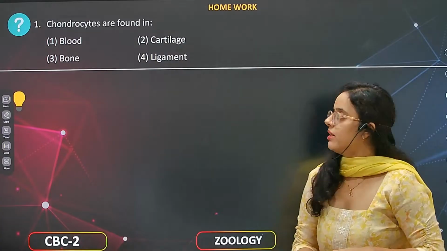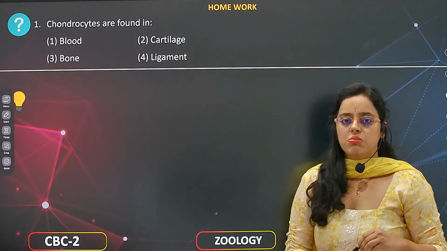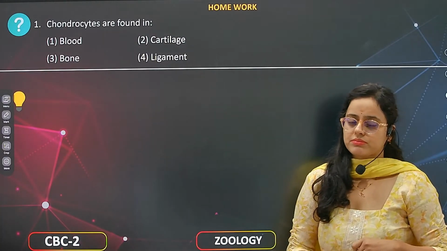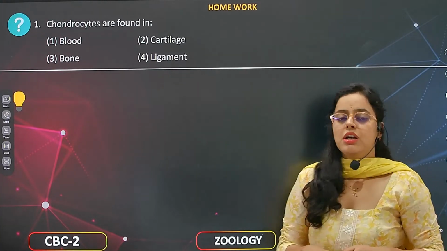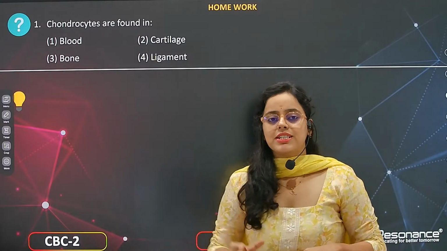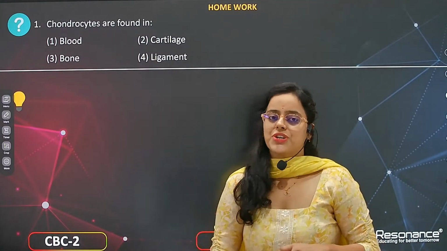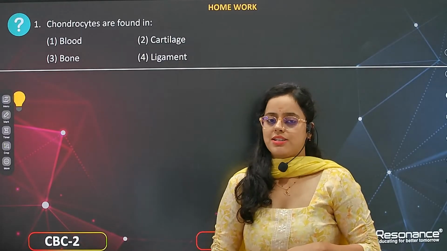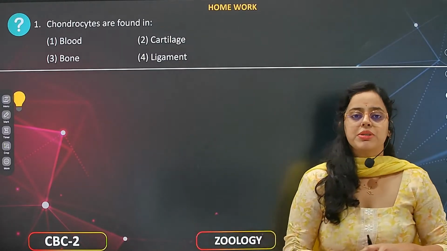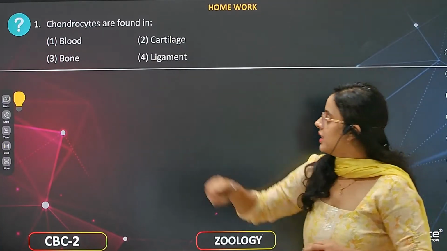Chondrocytes are found in blood, cartilage, bone, ligament. Chondrocytes, think about it, link. Chondrocytes are the cells that are present in the cartilage, and these are the ones which lay the matrix of the cartilage. So here the answer is going to be cartilage.